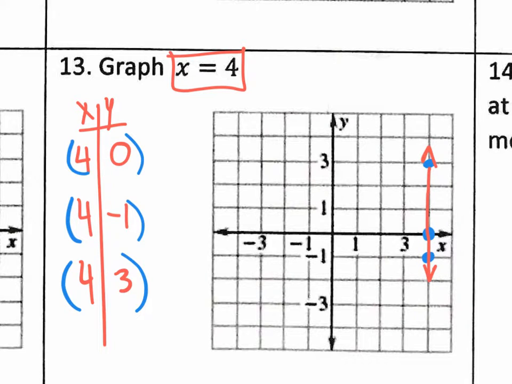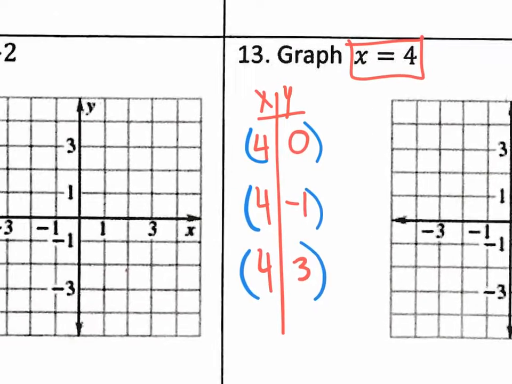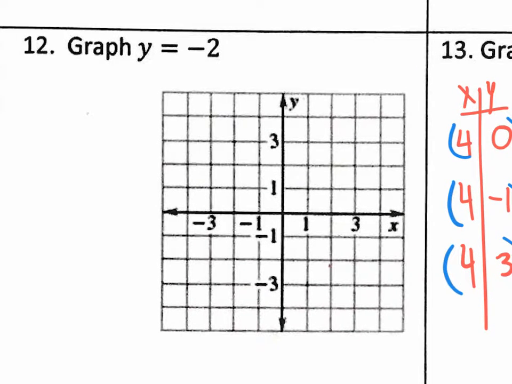Now if it's y equals a number, like check out number 12, y equals negative 2, you go to the y-axis, here's the y-axis, go to the y value of negative 2, which is right here, and you're going to draw a horizontal line through it. So you go to the y-axis, you go to negative 2, and you draw a horizontal line right through it. And you graphed it without even doing an XY table.